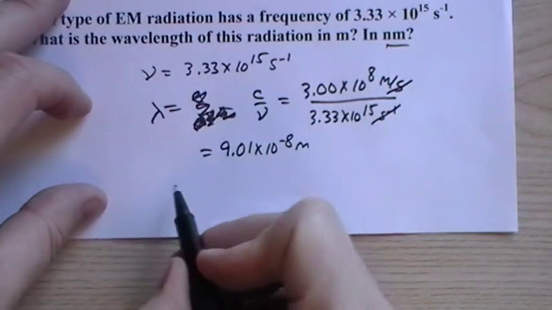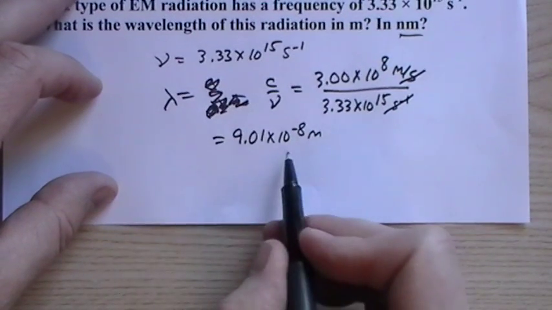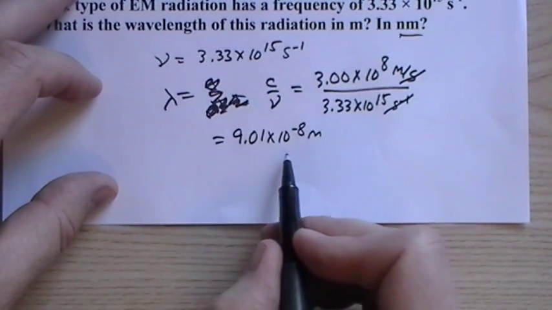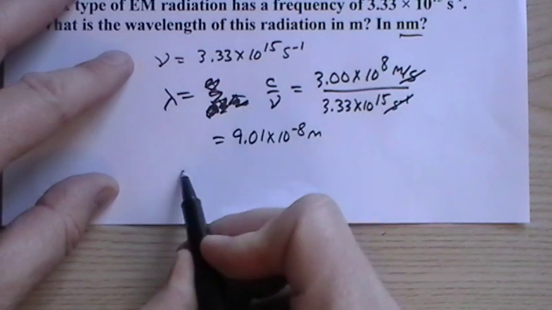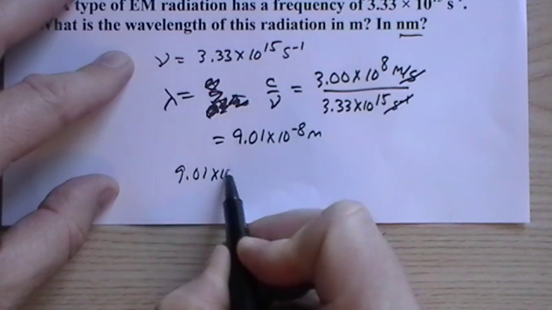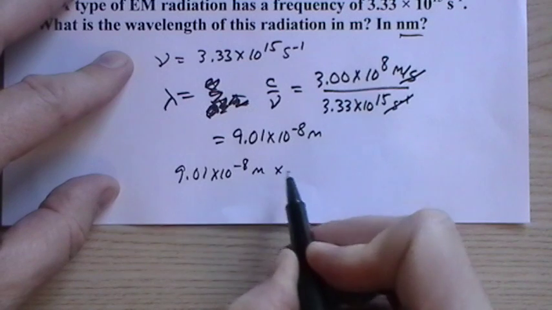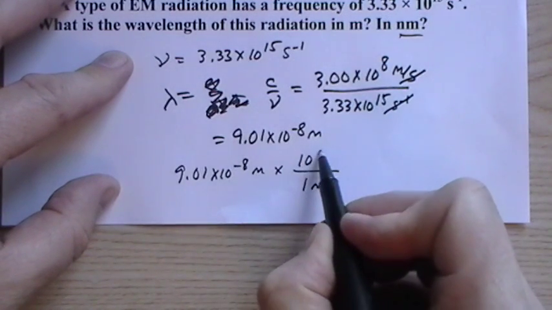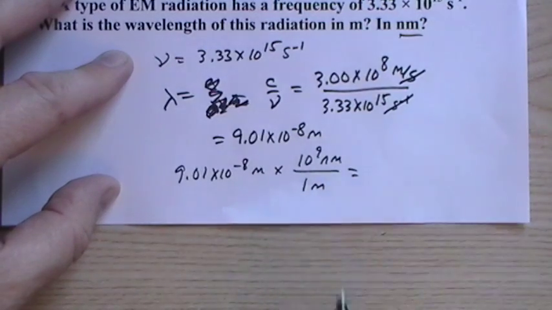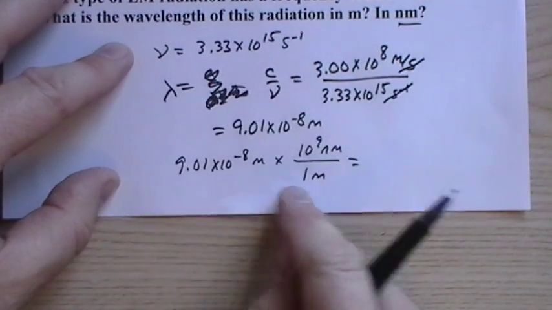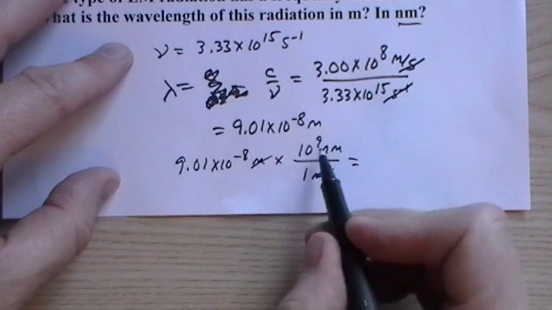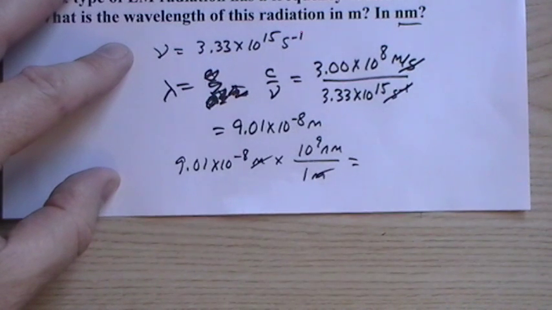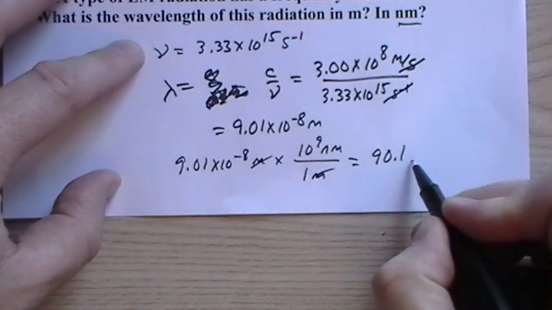Now they want it in nanometers. So looking at this, I know that it's 90.1 nanometers. But if you aren't sure, that's okay. No big deal. I've done this for a while, so I know what I'm looking for. But you just take this, divide by 1 meter is 10 to the 9th nanometers, and then work it out. And you end up with 90.1 nanometers.